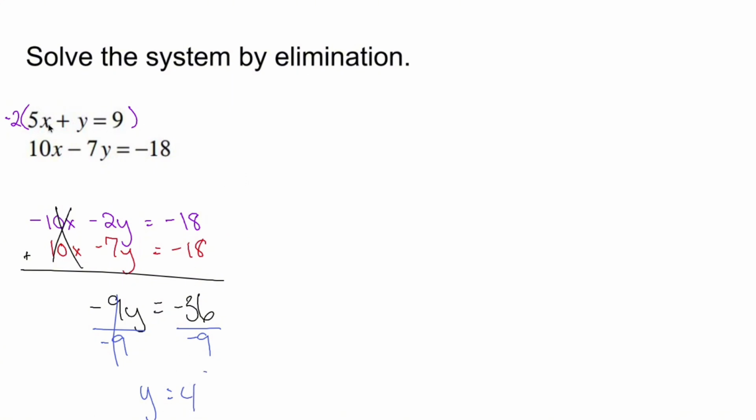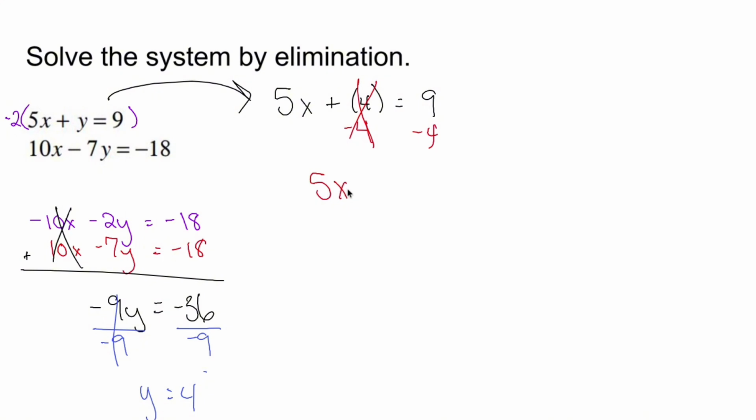Now I'm not done. What I have to do is find x, and I can take one of my original equations to find x because I now know that y is 4. I'm going to take the top equation. Why? Because y is kind of all alone by itself. So why don't I just rewrite the original top equation and replace y with positive 4. So 5x plus 4 equals 9. Those parentheses aren't necessary. I'm just going to get rid of that 4 by subtracting 4 from both sides. Drop down 5x, drop down the equal sign, 9 minus 4 is 5.